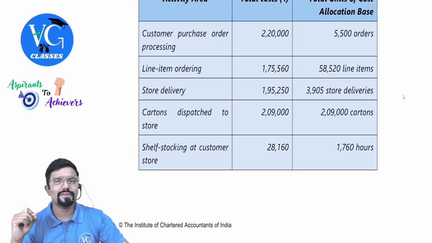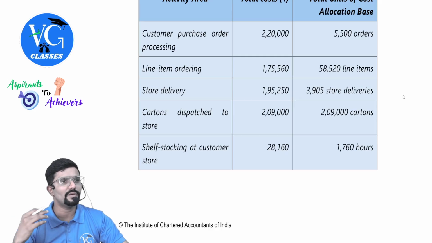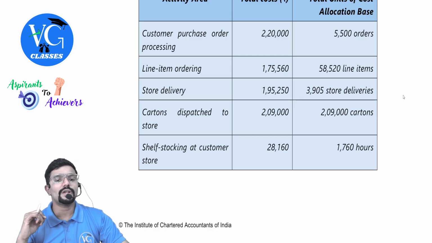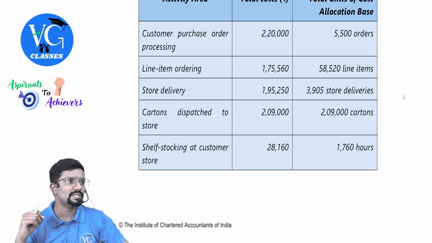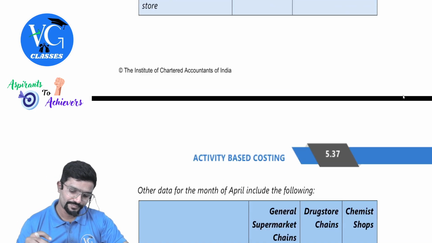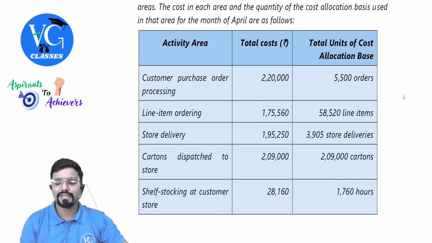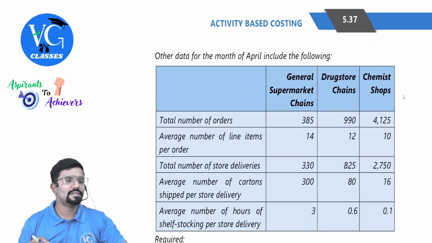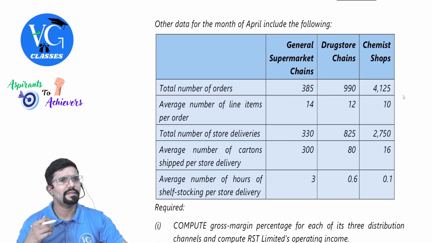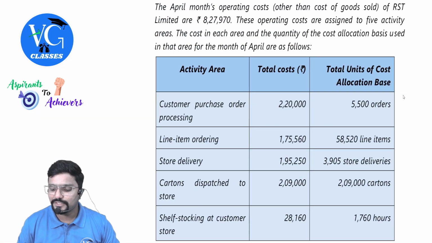Store delivery 1,95,250. Total store deliveries is 3,905. Cartons dispatched to store 2,09,000 rupees. And how many cartons? 2,09,000. 1 rupee driver rate. Self stocking at customer store 29,160 is the cost. And what is the total cost driver? 1,760 hours. If I divide each other, whatever we get is called cost driver rate or activity rate. Other data for the month of April, now they are giving the breakup. Whatever they gave before was the total for the year.